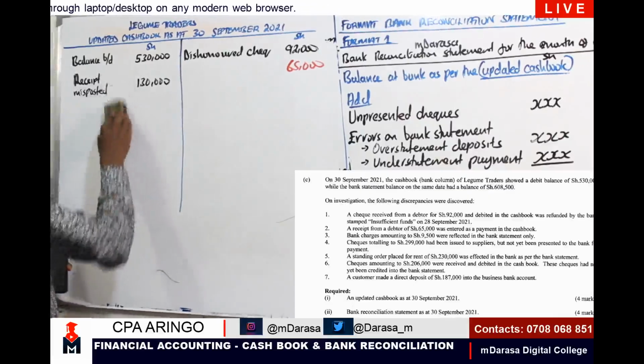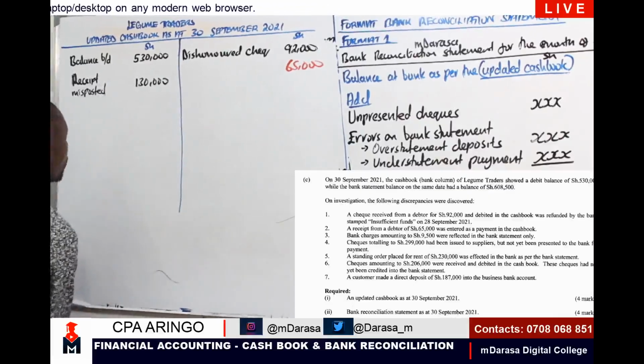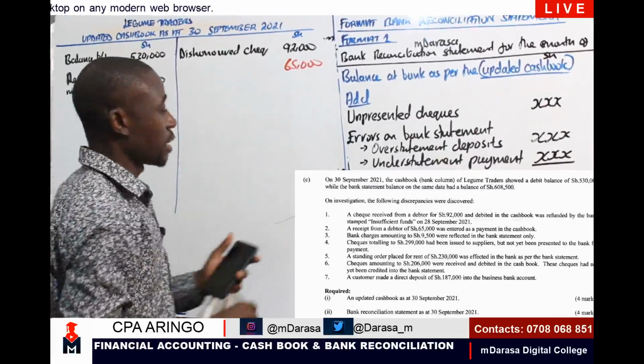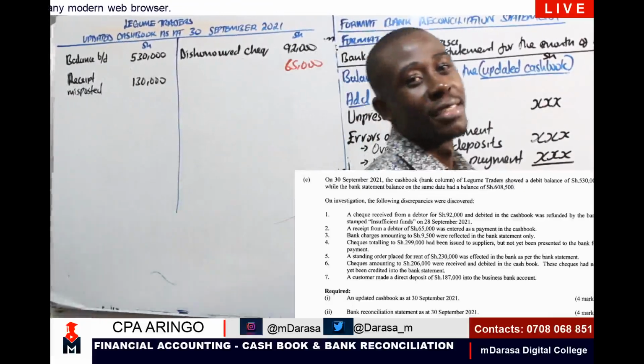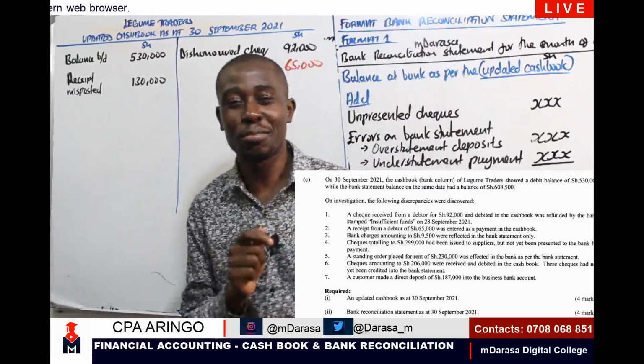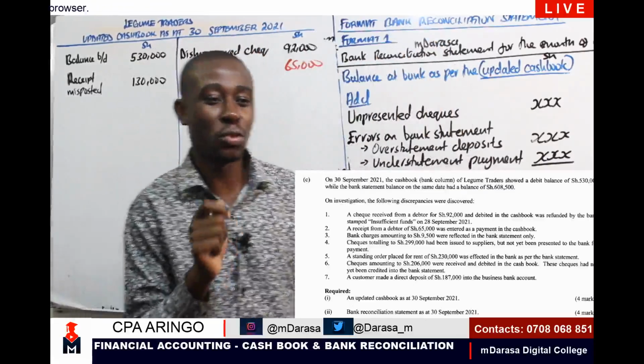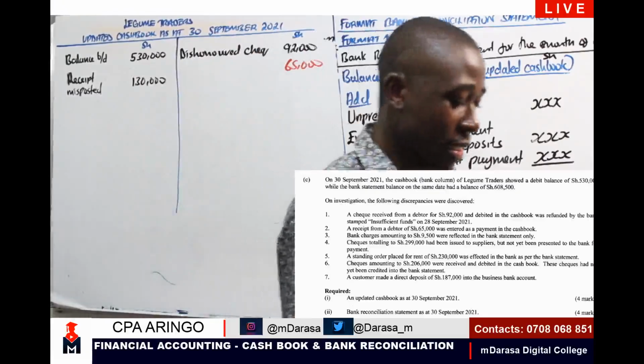So I'm going to have receipt misposted. I'm going to have 130,000 at that point. I believe that you have gotten the concept clearly, because I really want us to get the concept here clearly.